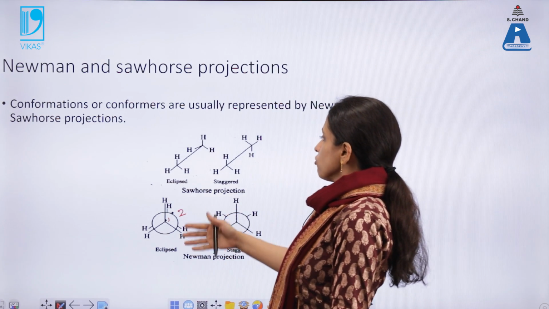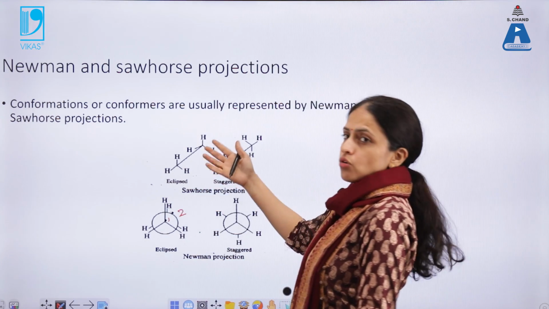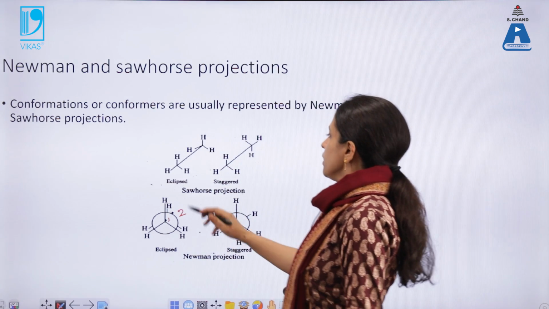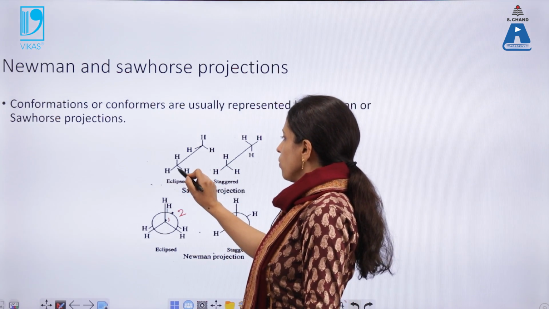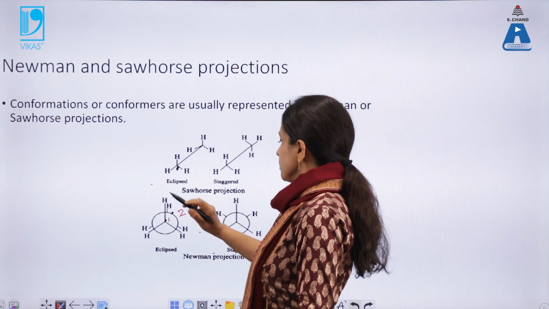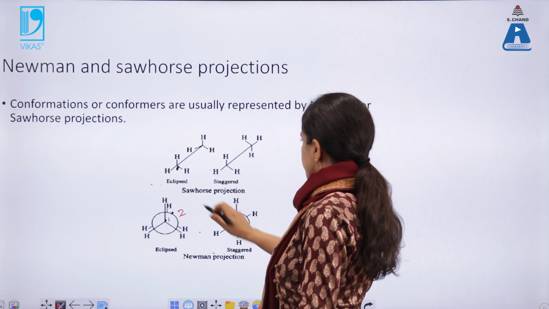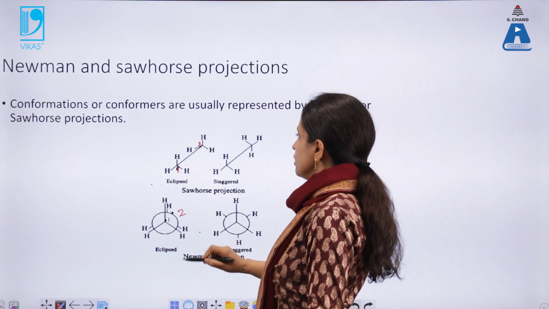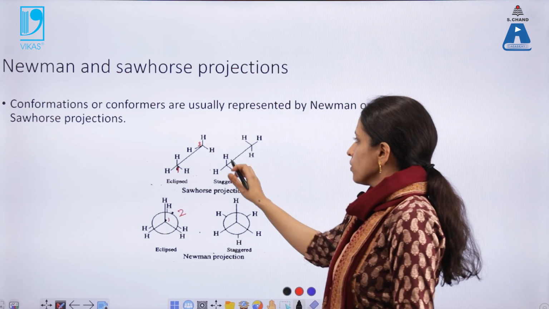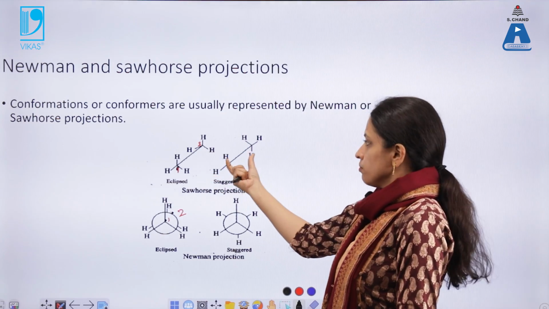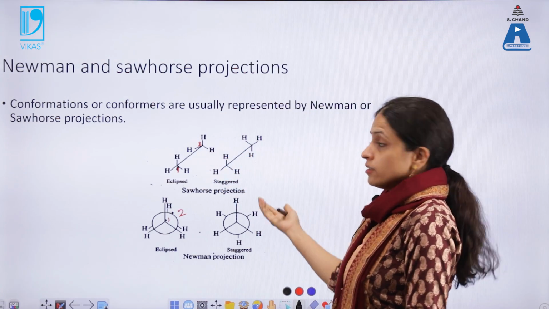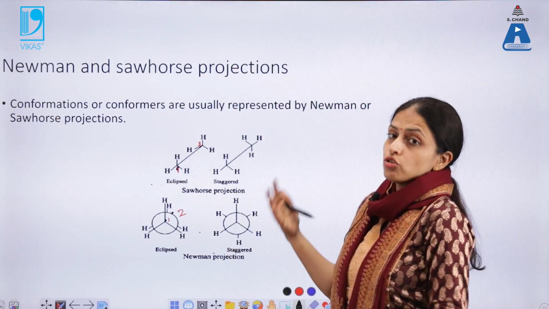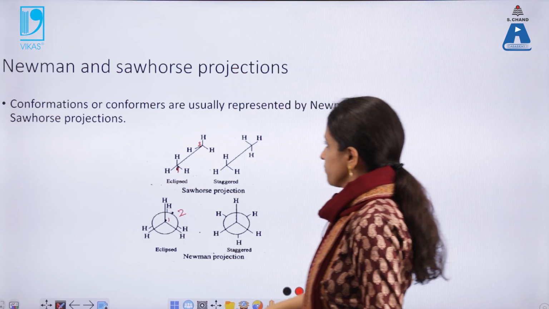Similarly, Newman can be converted to sawhorse, or sawhorse can be converted to Newman. Both of these projections are interconvertible. In the sawhorse projection, the lower carbon atom is represented as C1 and this will be C2, and both of them are interconvertible through bond rotation. That is the basic classification of conformational isomers or conformations.